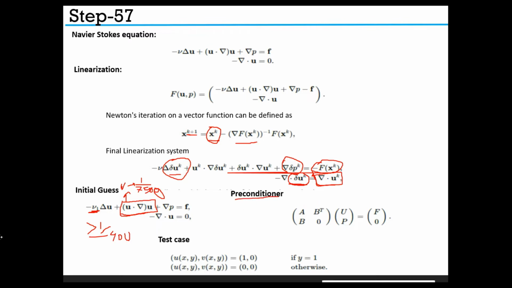So what about the preconditioner and the solver? At each step of the Newton's iteration, the problem results in solving a saddle point problem. This is the sparse matrix, and based on the previous equation, this is quite the same.